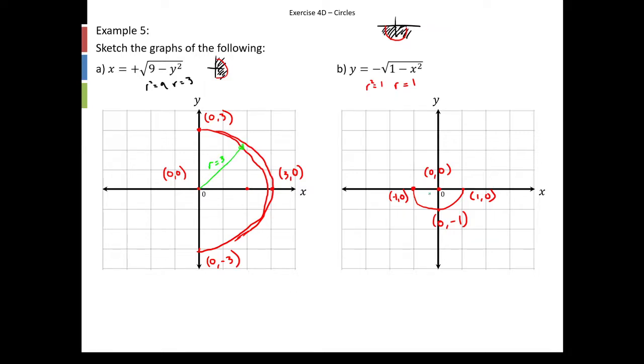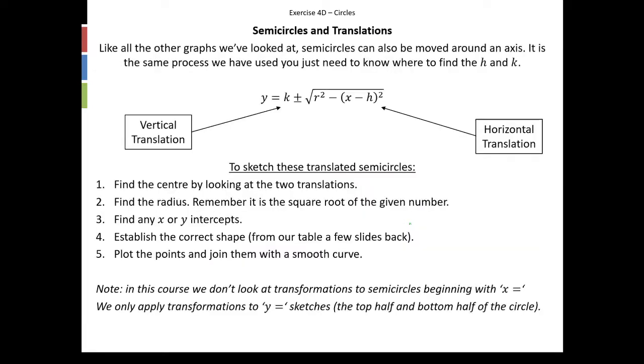Radius equals 3. Radius equals 1. Got to draw them. Alright, we're getting to the end.